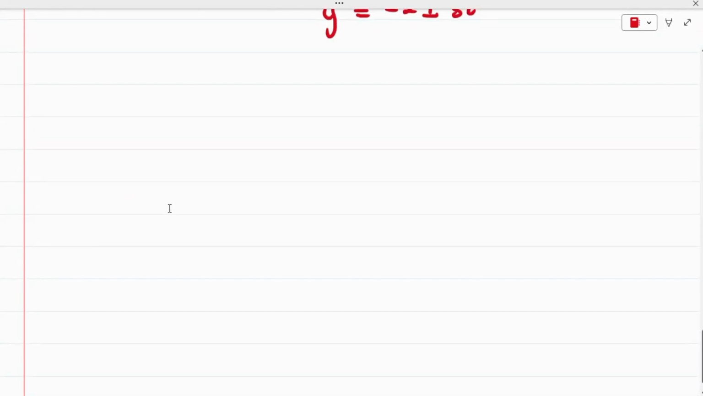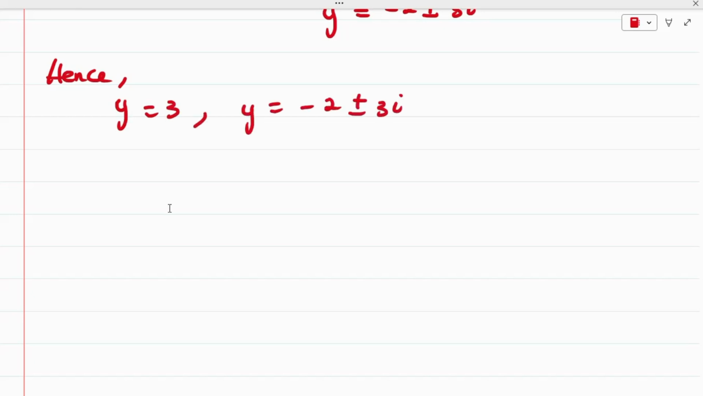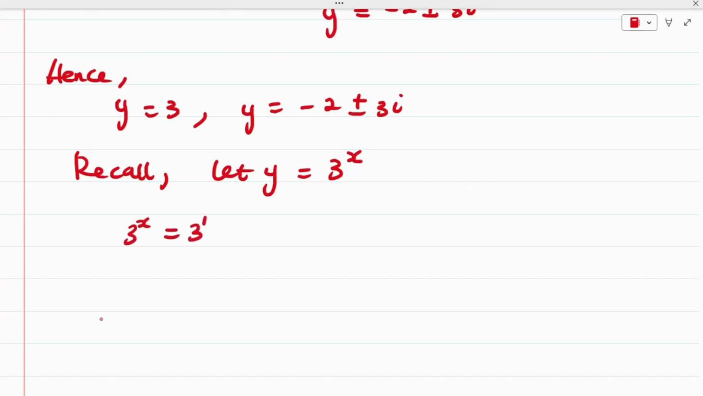So from here, we're going to say hence we have that y = 3 and y = -2 ± 3i. But recall that at the beginning we said let y = 3^x. So working with the real root, we have 3^x = 3, and this is raised to the power of 1. Since the bases are the same, all we have to do is to equate the powers. So therefore we have x = 1, and this is the value of x.